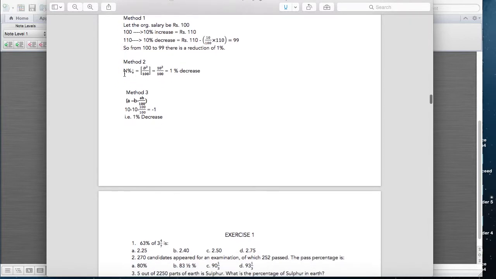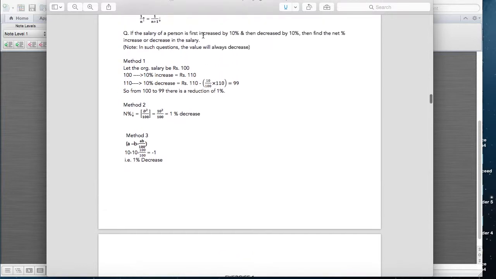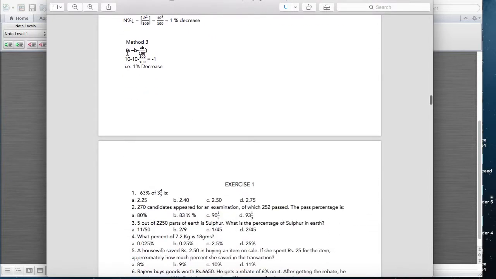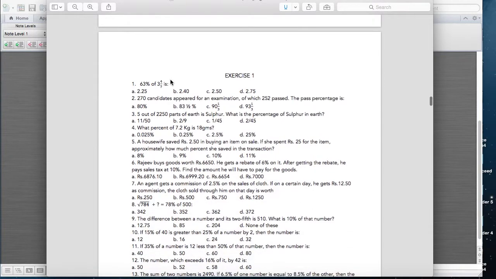So we can use this method. Whenever there is an increase of d% and then a decrease of d%, there is a net decrease which is equal to d square upon 100. So in this case, 10 square upon 100 is a 1% decrease. We can also use the method a minus b minus ab by 100. The answer will be the same.